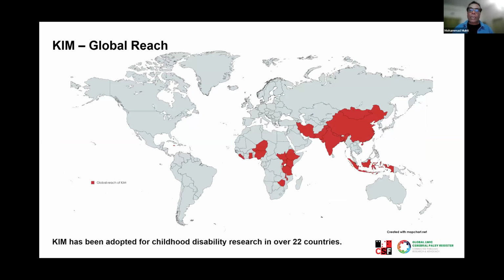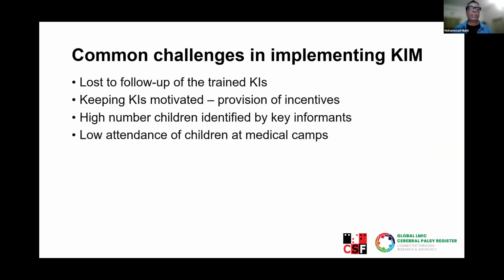Globally, KIM has already been adopted in 22 different countries, mostly in Asia and sub-Saharan Africa, mostly in low and middle income countries. There are several studies done in those 22 countries in the region, and it is always growing. We are already in partnership with some other countries and organizations to roll it out in other countries.